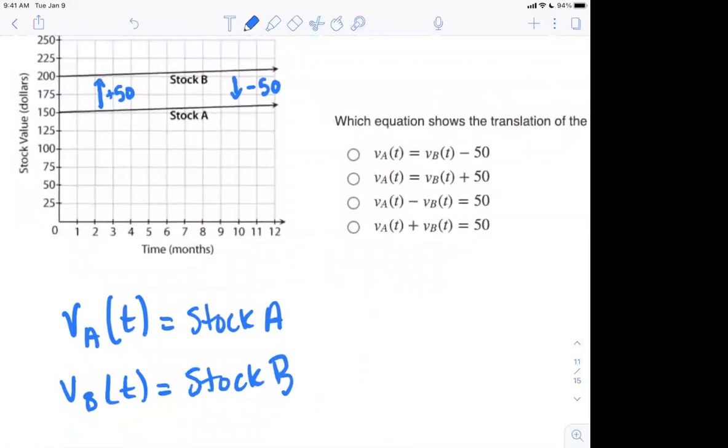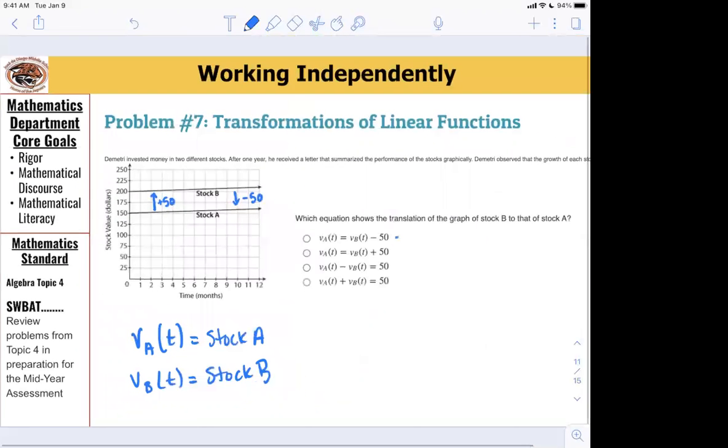So this answer choice A is basically saying, and let me rewrite this, that stock A equals stock B minus 50. Is that true or is that false? True. Yeah, that's exactly true because that's what we just looked at. To get to stock A, you got to start at stock B and go down by 50. You got to take away 50. So right off the bat, this is actually true.